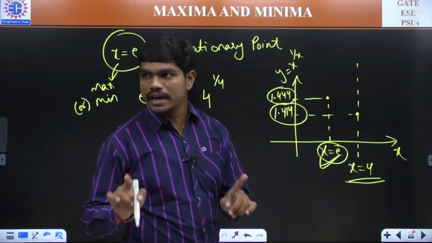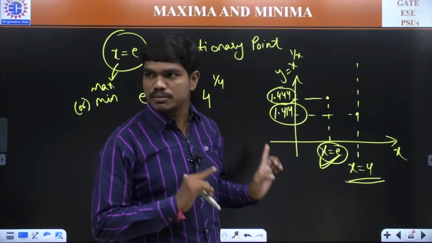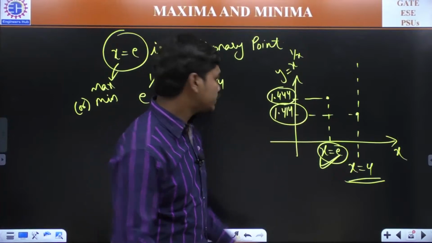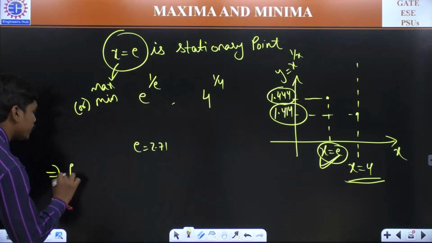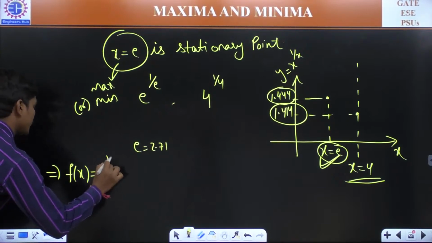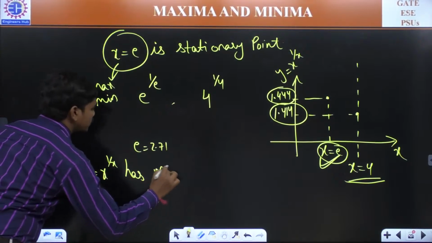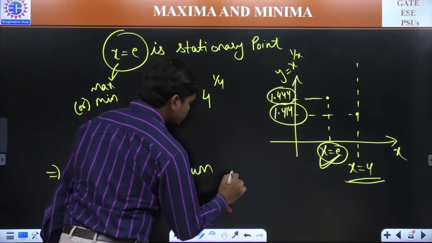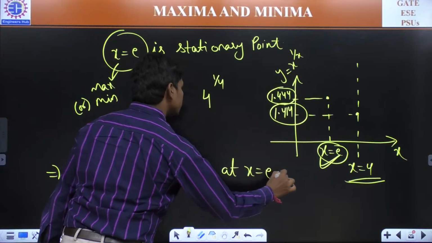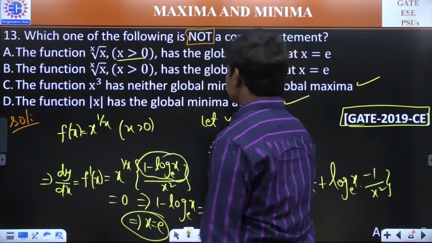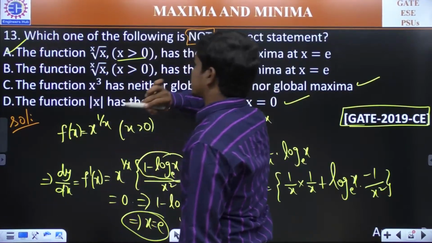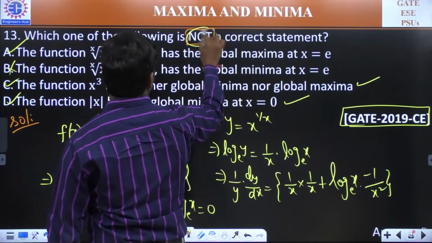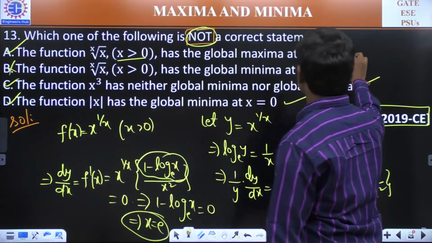Did you all understand how to identify that this point is the point of maximum for this function? Yes or no? Did you all understand now? Which means this function f of x is equal to x power 1 by x has a maximum at x is equal to e. Of course, this maximum is global, so this statement is also correct. And C is also correct, D is also correct. So this is the wrong option. And since they are asking for the one that is not correct, the answer is option B.